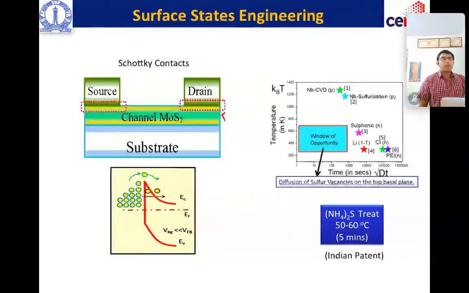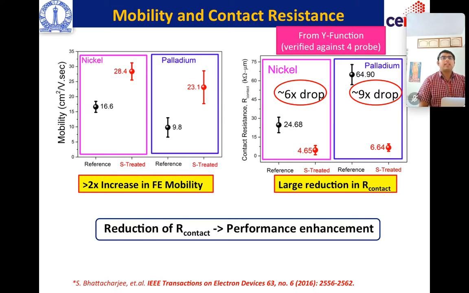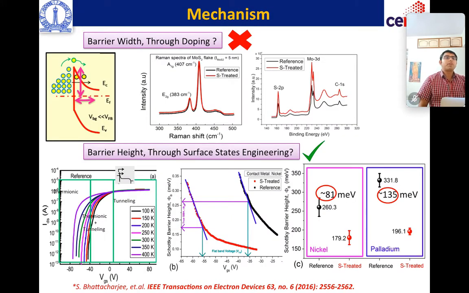Sulfur treated multi-layered MoS2 FETs exhibit significant improvements in ohmic nature, nearly complete elimination in contact variability, 2 times gain in extracted field effect mobility, and 6 times drop in contact resistance. Raman and XPS measurements confirm the lack of additional channel doping and structural changes after sulfur treatment. From temperature-dependent measurements, the reduction of Schottky barrier height at nickel MoS2 and palladium MoS2 interface is estimated to be 81 and 135 millielectron volts.